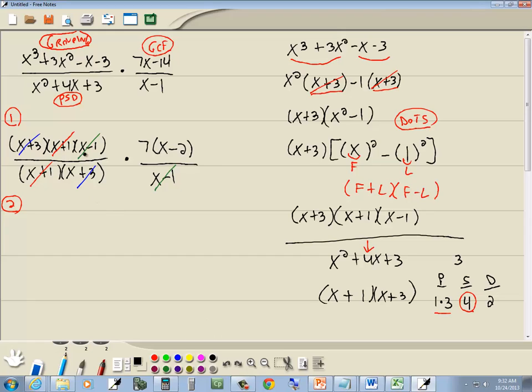And that looks like all we can cancel, so we're actually left with 7 times x minus 2. Usually they don't multiply it back through. That's how they'd write their answer.